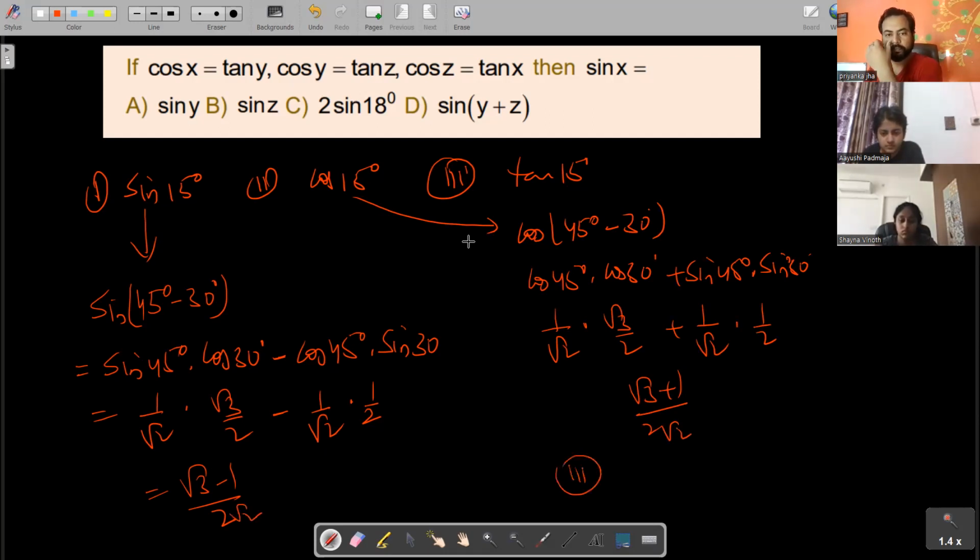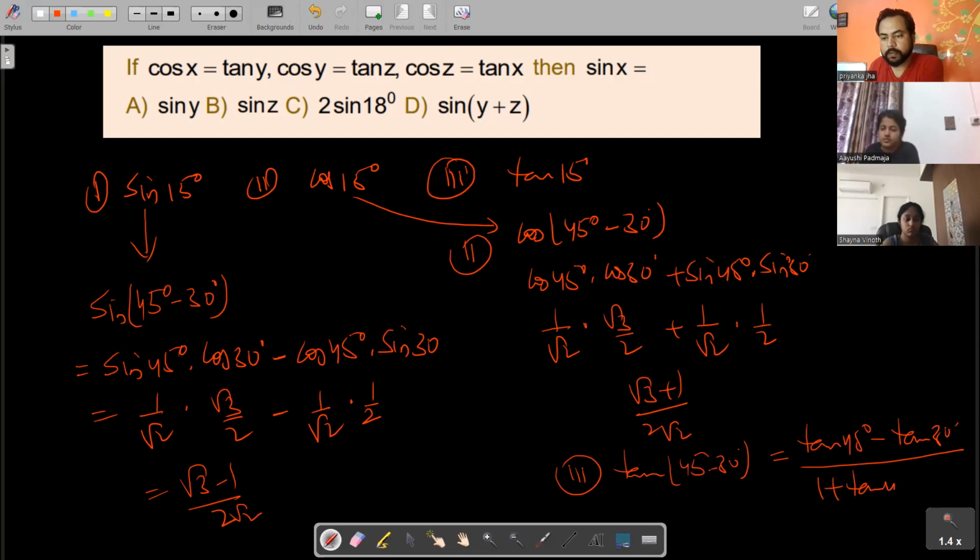And the third part is tan 15. Tan 15 we can write as sine 15 upon cos 15, we can simply divide it. Or you can also do one thing: tan of 45 minus 30. Tan A minus B is tan A minus tan B upon 1 plus tan A into tan B. Tan 45 is 1, tan 30 is 1 by root 3, so 1 plus 1 into 1 by root 3. Take LCM, you will get root 3 minus 1 upon root 3 plus 1. Understood? Note it down.